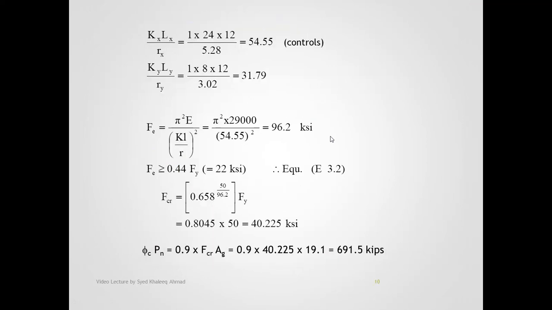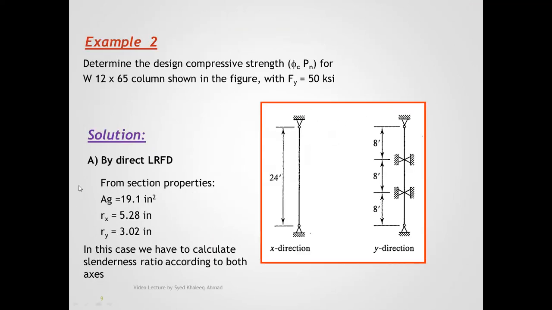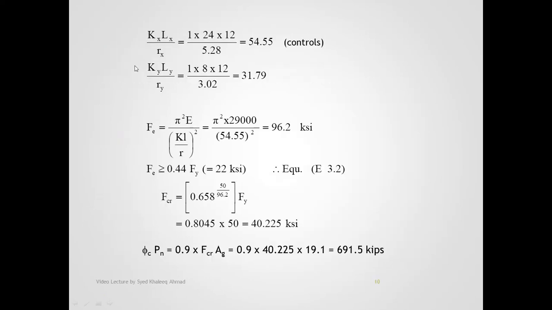Once we get the values for Rx and Ry, which we have written here, gross area and all this, then we calculate the slenderness ratio, K x Lx by Rx. So this is about the x axis, and similarly we will calculate about the y axis. When we substitute the value for Lx, that is the effective length with respect to the x axis, we take 24 foot multiplied by 12, because 1 foot is 12 inch, and then we substitute here the value for Rx from table 5.28, and it gives you the value of 54.55.